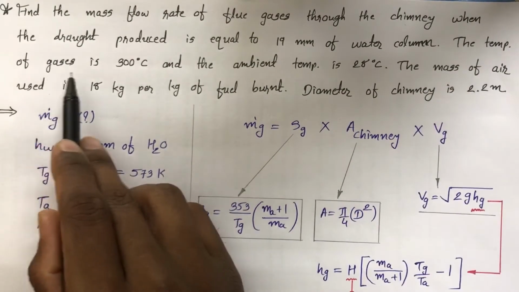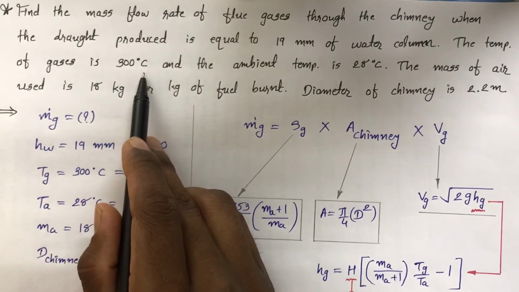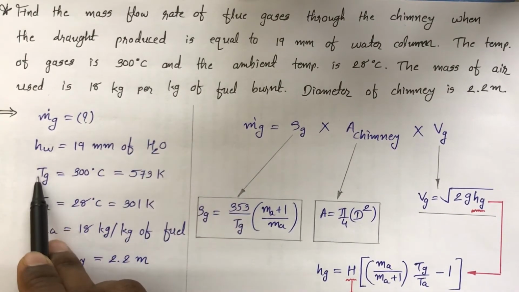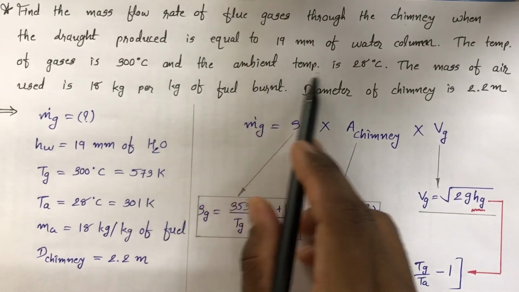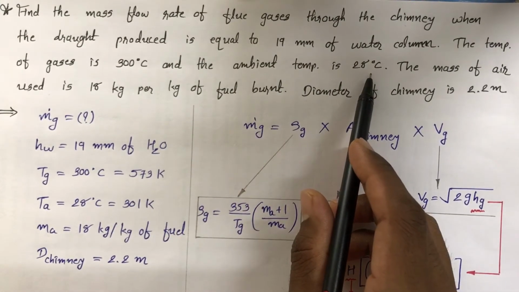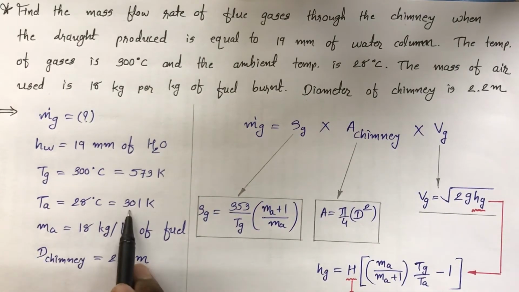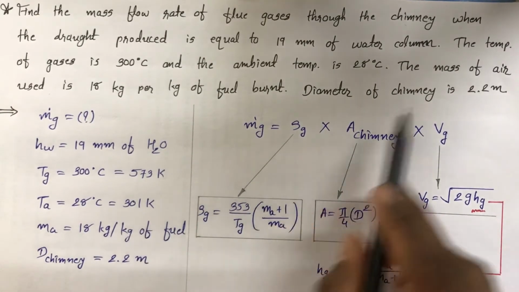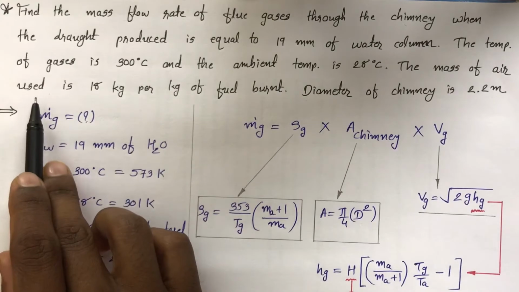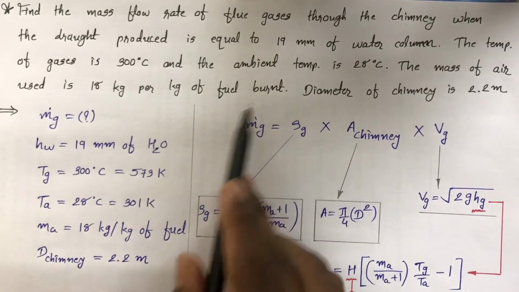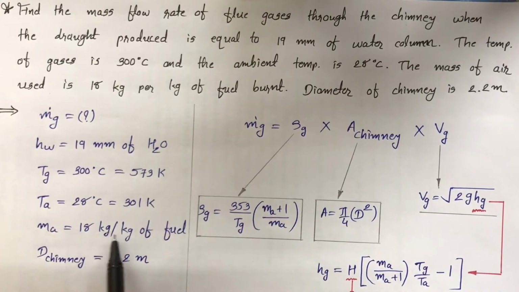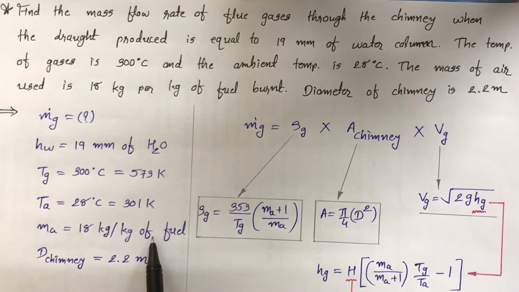The temperature of gases is 300 degrees Celsius. Tg is given. Convert this into Kelvin. Ambient temperature is 28 degrees Celsius. So Ta will be 301 Kelvin. The mass of air used is 18 kg per kg of fuel burnt. Ma is equal to 18 kg per kg of fuel.